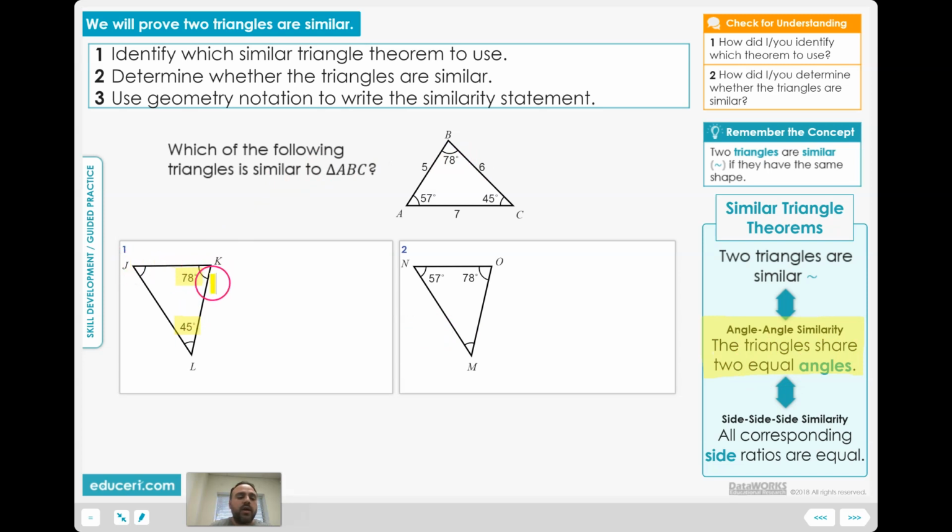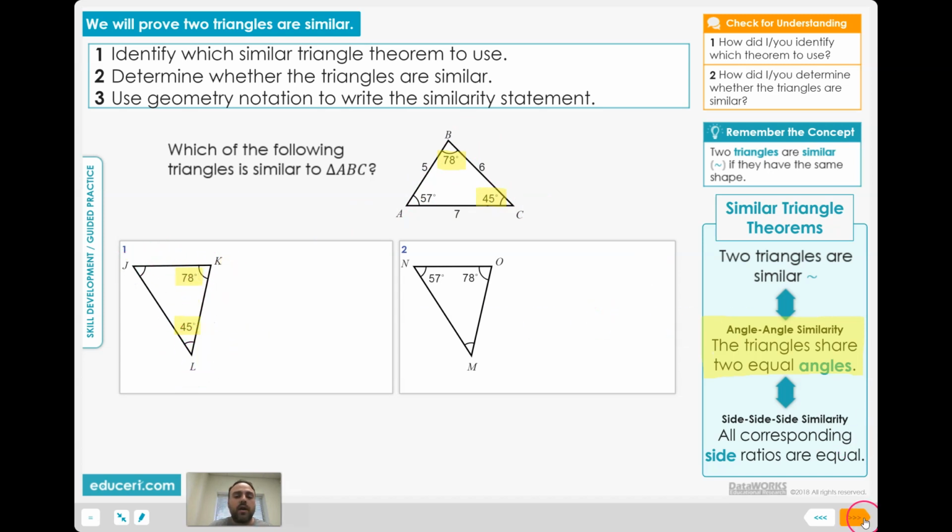If I'm triangle JKL, I'm asking triangle ABC, do you have an angle of 78? Triangle ABC does have an angle of 78 degrees. We need 2 angle measures to be equal, so let's check the next angle, 45 degrees. Triangle ABC, do you have an angle measure of 45 degrees? Yes, you do. So triangle ABC is similar to triangle JKL.